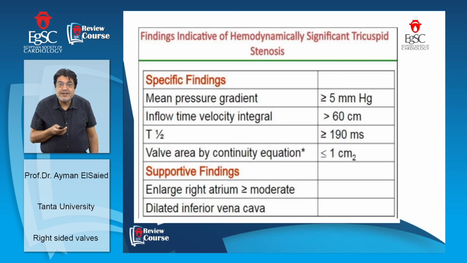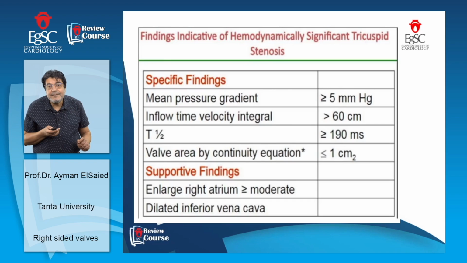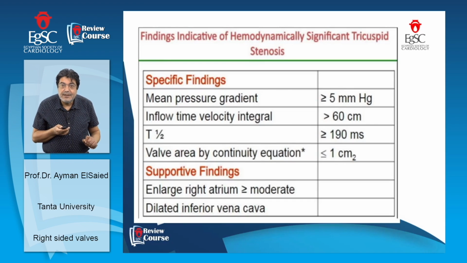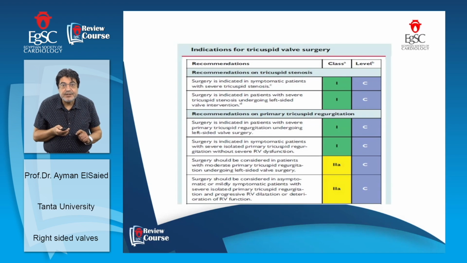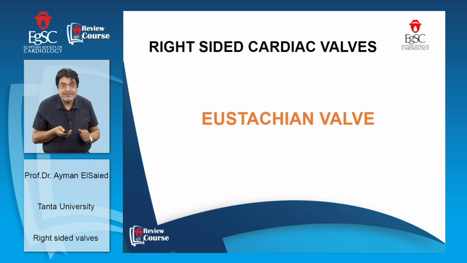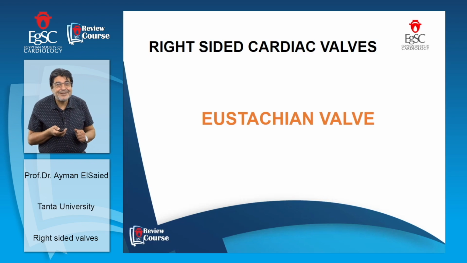Here, a mean gradient of more than 5 millimeter mercury is a severe tricuspid stenosis. This is very important. Also, a pressure half time equal to 190 millisecond is a severe tricuspid stenosis. In the mitral, the pressure half time was 200 millisecond. Here, 190 millisecond is considered severe tricuspid stenosis. Also, the indications in tricuspid may be balloon in some rheumatic heart disease, and may be surgery if the patient is severe and symptomatic, or in the course of mitral valve disease surgery, you can do tricuspid valvotomy or tricuspid valve replacement. The last one is the right side cardiac valve, the Eustachian valve.